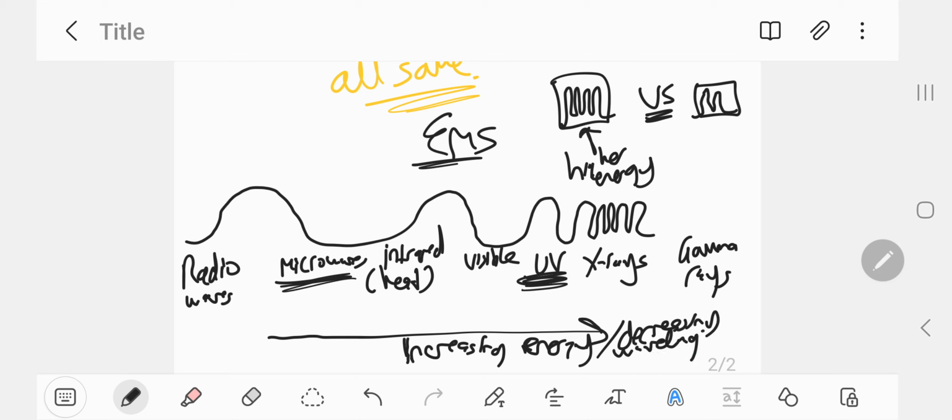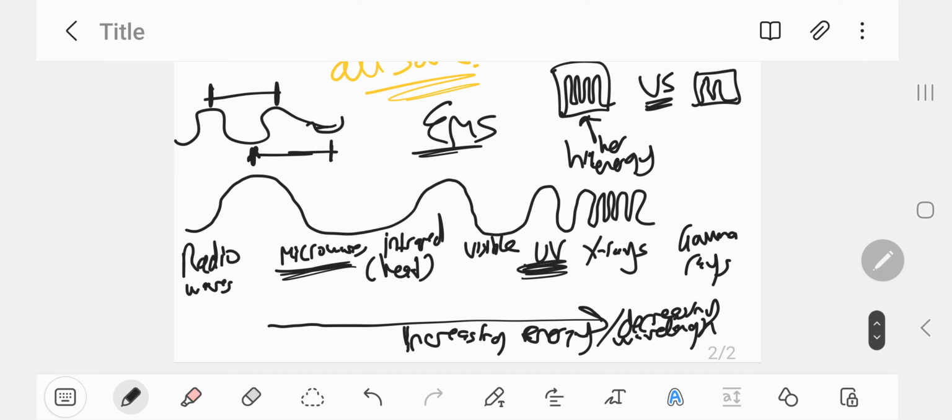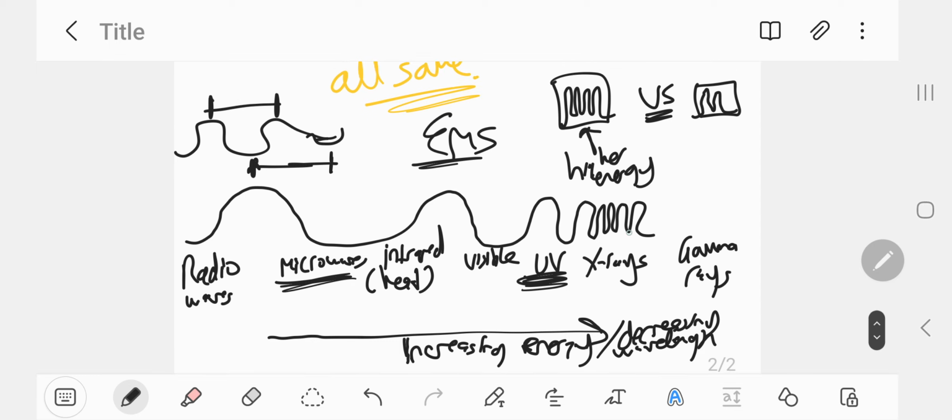wavelength. Wavelength is the distance between 2 peaks on a wave, 2 crests, or 2 troughs as well. Whenever you make it shorter, so as you make the wavelength shorter, the more energy you've got, the more peaks, the more stuff, more energy.